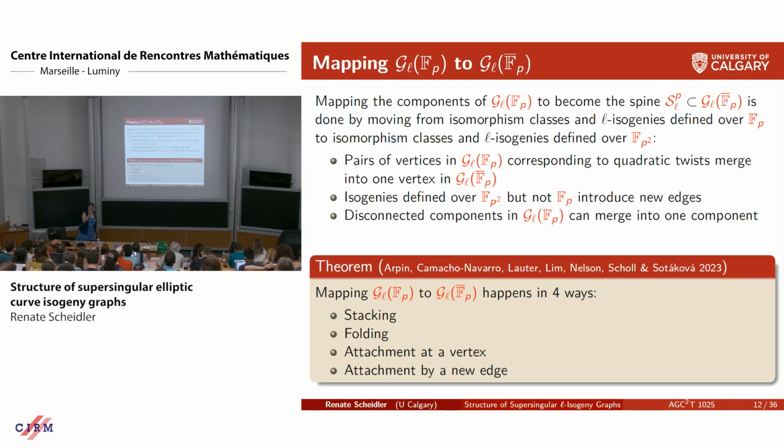I should mention that a lot of this work was done by Sarah Arpin and a number of co-authors, Camacho-Navarro, Lauder, Lim, Nelson, Scholl, and Sotáková, in a 2023 paper that has the wonderfully facetious title, Adventures in Supersingular Land. They investigated this behavior of how this mapping of the FP graph into the FP squared graph happens, in considerable detail, and identified 4 behaviors: stacking, folding, vertex attachment, and edge attachment. A picture is worth 1,000 words, so let me show you in pictures how that works.